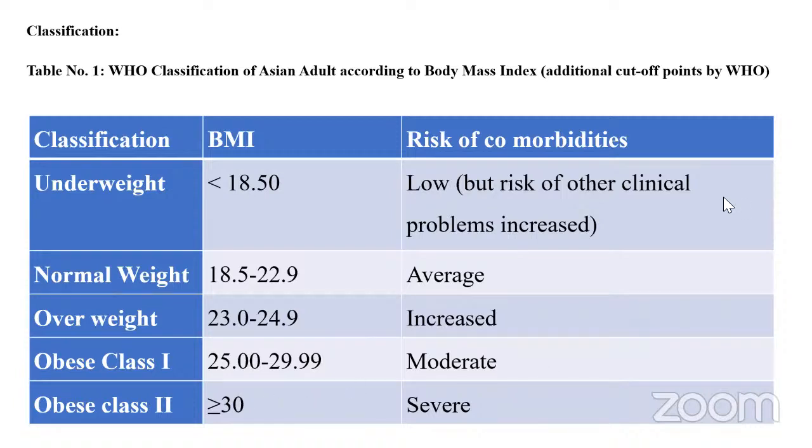Just by calculating the BMI, you can know whether your body weight and height are in proportion or not, whether you come under the normal weight criteria, underweight, overweight, obesity grade 1 or obesity grade 2.